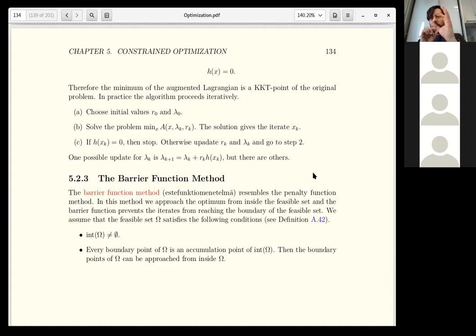This means that there are points inside the region and there's room to maneuver around them. The boundary point is an accumulation point of the set of interior points, so that there are no boundary points that are not actually accumulation points of this region. So there are no isolated points that could be the optimum. Intuitively, the region looks something like this.